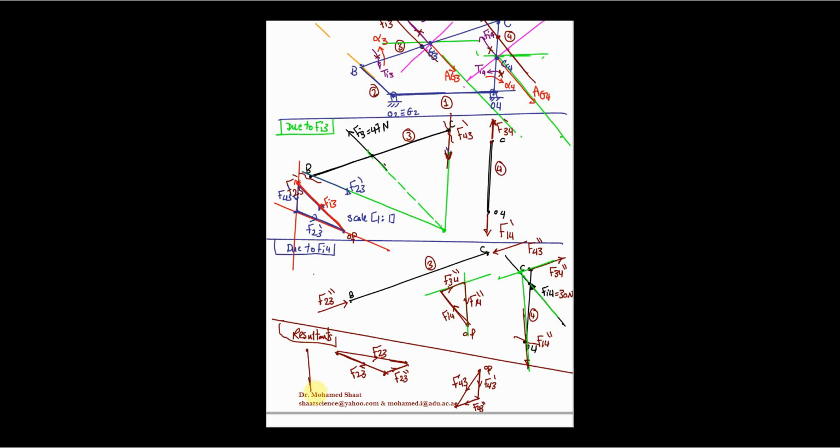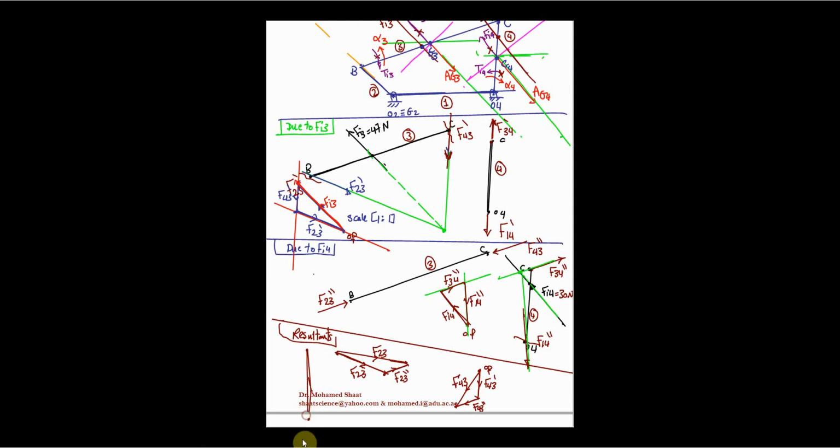Then over this line, the length of the F14 double dash is 29 Newton, so you're going to measure 29 millimeter. Then from the end, you're going to draw another line that is parallel to the F14 dash, which is this force, parallel to the F14 in this direction. And over this line, you're going to measure the force F14 dash, we got it as 20 Newton, so you're going to measure 20 millimeter, then you're going to close the triangular shape.